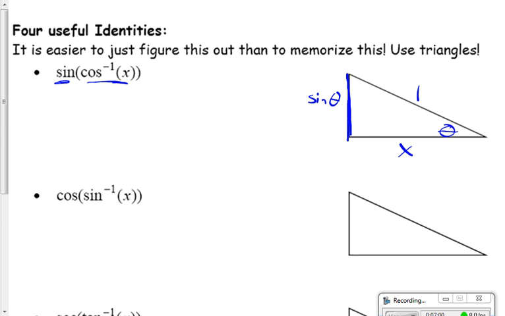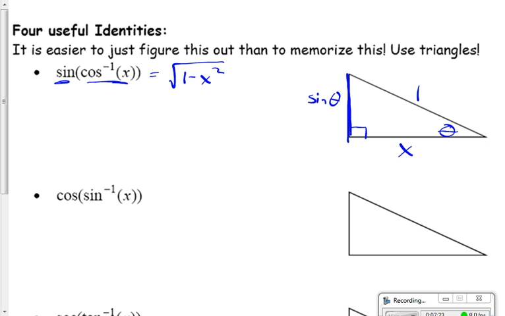How do I find that side length with the assumption that that's a right angle? I drew them that way on purpose. What should I use? Pythagorean theorem. So what is that sine value going to be? 1 minus x squared underneath the square root, right? Because sine squared plus x squared equals 1 squared.